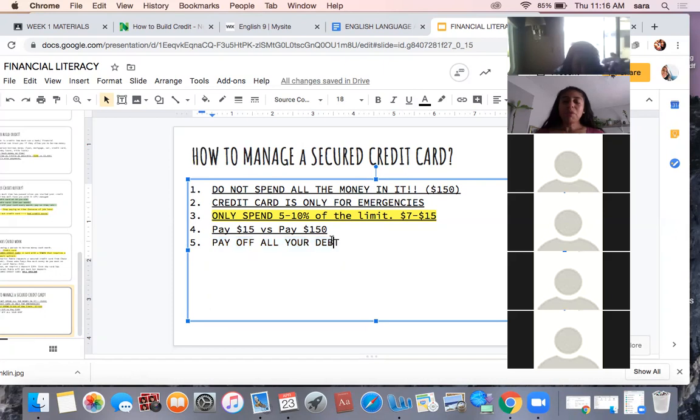So why do you want to pay off all your debt? Simple. There is something called interest. And interest, when you have no credit, is super, super, super high. Okay, so I'm going to explain to you how that works. Let's say Ruby was horrible and she spent all her 150. Here's another scenario. Ruby spent $150 from her credit card. She couldn't spend more because it declined, but that's how much she spent.